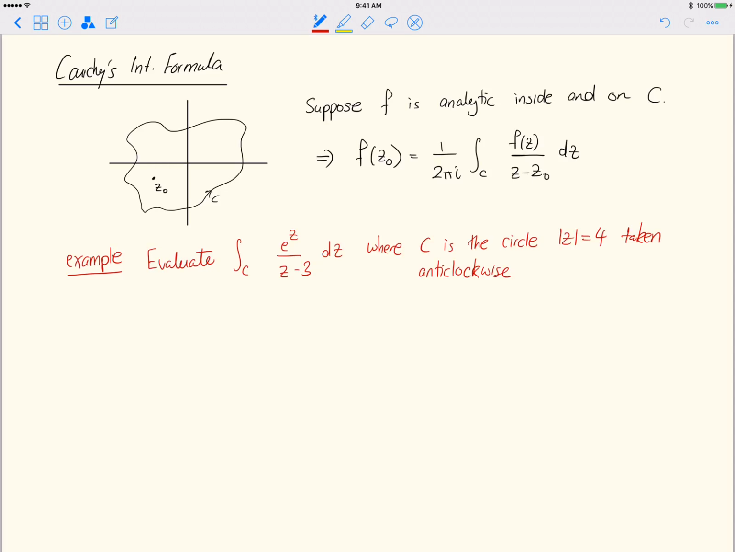Okay, so let me just draw what's happening. I have a circle modulus 4. So let's pretend that's a circle, radius of 4, and it's going anticlockwise. So I want to integrate e to the z on z minus 3 around a circle. How do I do it? I use Cauchy's integral formula.